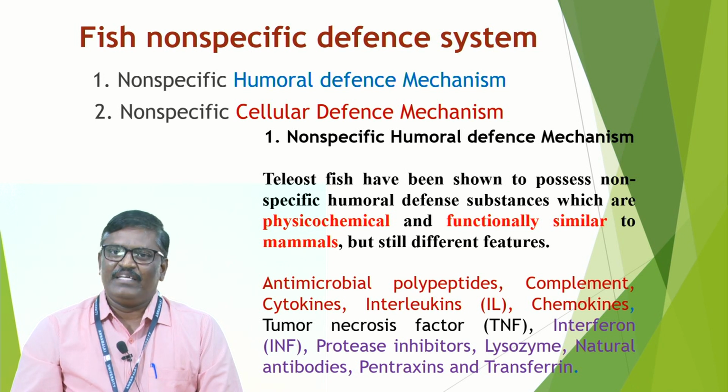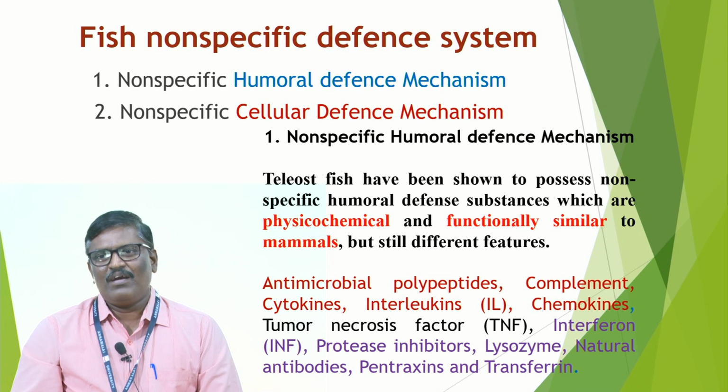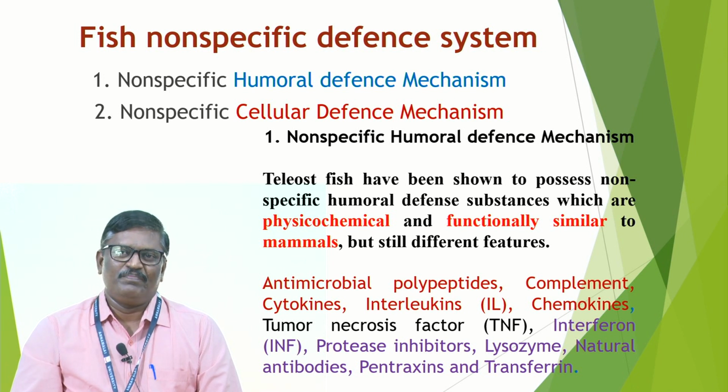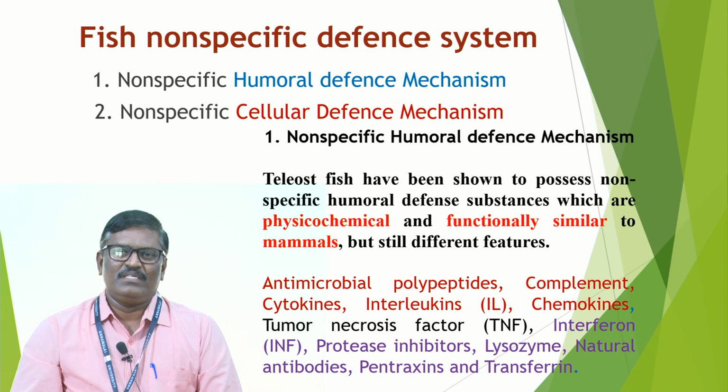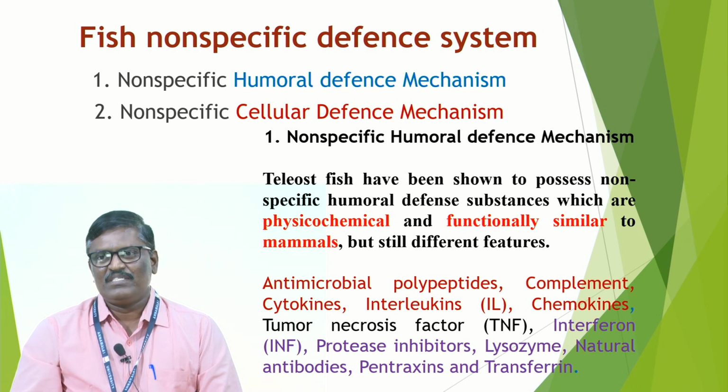There are two categories based on function: the non-specific humoral defense mechanism and the cellular defense mechanism. In the case of the non-specific humoral defense mechanism, teleost fishes have been shown to possess non-specific humoral defense substances which are physicochemically and functionally similar to those of mammals, but still have different features.